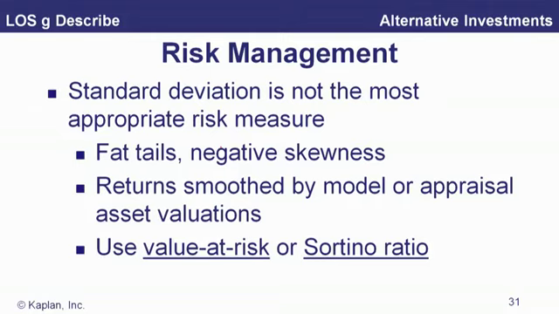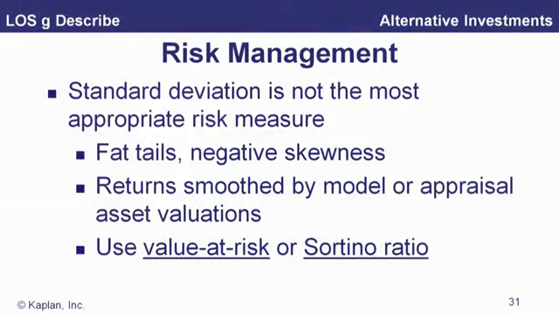And we've talked about returns being smoothed because they're model or appraisal asset valuations. With real estate, you get appraisal values and they are smooth. They're not as volatile as market prices. And certainly neither are model ones, but there you have model risk or model bias as well. So the suggestion here is that you use some sort of downside risk measure. Either value at risk, where statements are along the lines of, we will not lose more than $5 million over a one-year period with a probability greater than 5%.